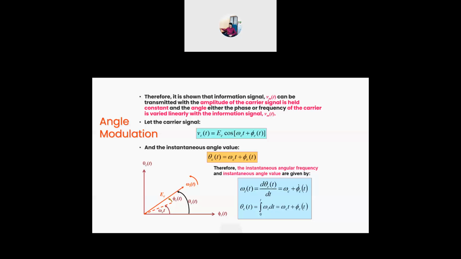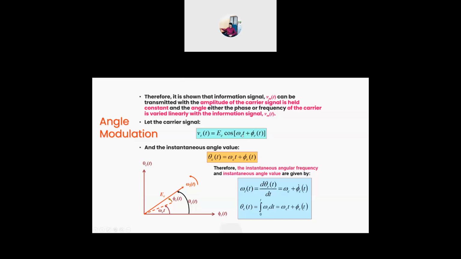Okay, so therefore it is shown that information signal VMT can be transmitted with the amplitude of the carrier signal held constant. In FM we don't disturb the amplitude, but in AM we change the amplitude, right? In AM the amplitude is being changed, but the frequency is constant. In FM, the amplitude is constant, but the frequency is varied. That's why it's frequency modulation.